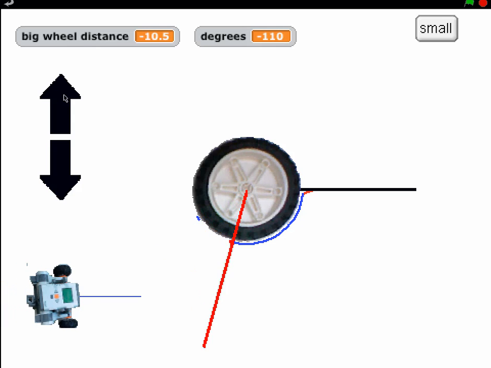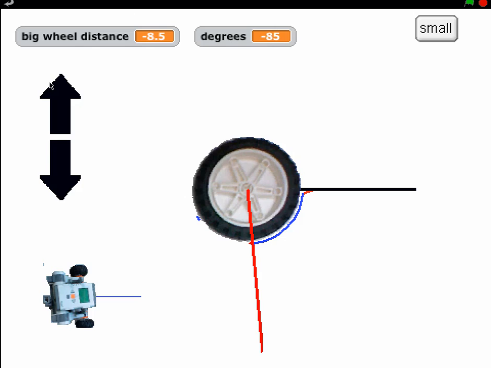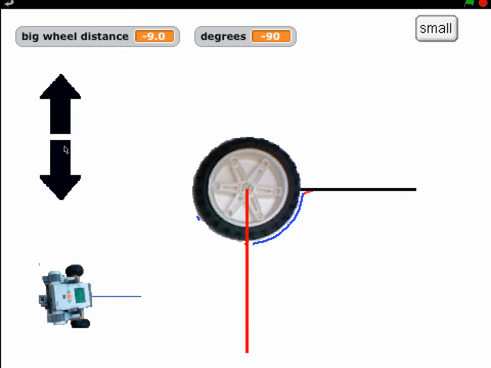But let's say I want to go just, say, 90 degrees. Here I'm at negative 90 degrees, so I've gone backwards, and I'm at a negative 9 centimeter distance. And so that's how we can relate the degrees that the wheel is turning while your robot's moving to the distance that it travels, which is some portion of the circumference.